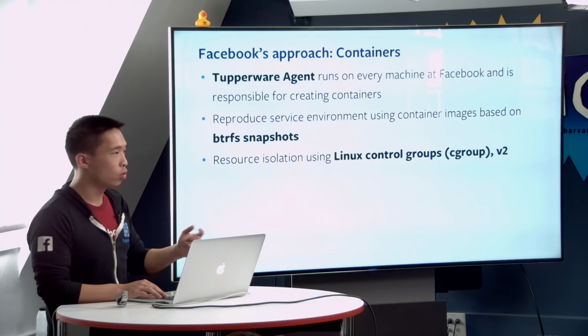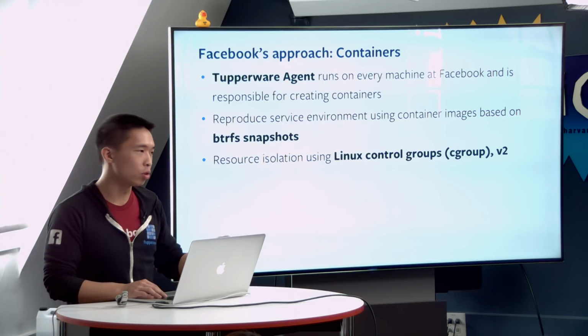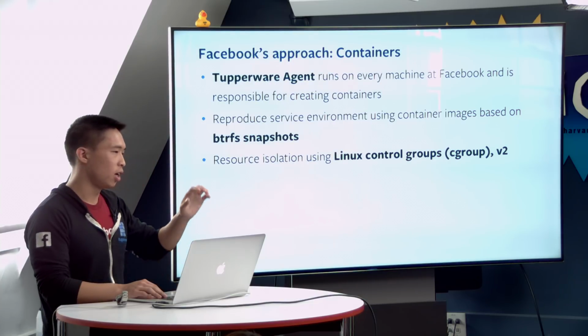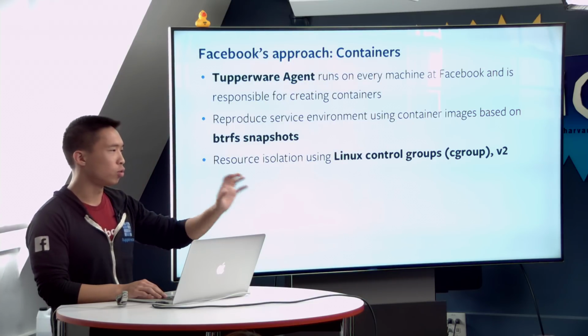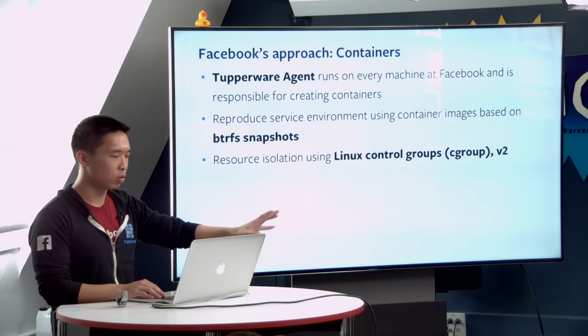And then for resource isolation, we use a feature of Linux called control groups that allow us to say, for this workload, you're allowed to use this much memory, CPU, whatever resources, and no more. And if you try to use more than that, we'll throttle you or we'll kill your workload to avoid you harming the other workloads on the machines.